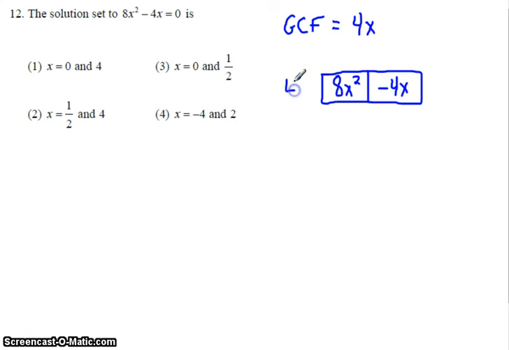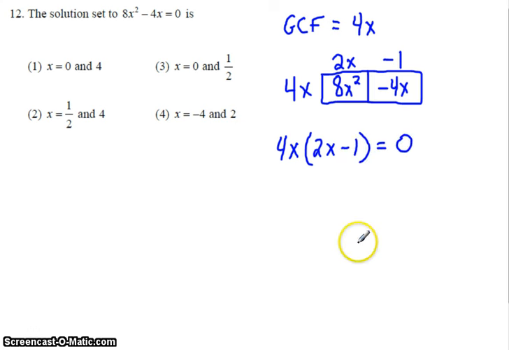And my GCF is 4x here, and I just have to figure out, what do I multiply 4x by to get to 8x squared? Well, that would be 2x. And then 4x times what gives me negative 4x? I know that's a minus 1. So I'm going to rewrite the original equation in its factored form. It's 4x times 2x minus 1 all equals 0. And just like in the last two questions, I'm going to split and solve.